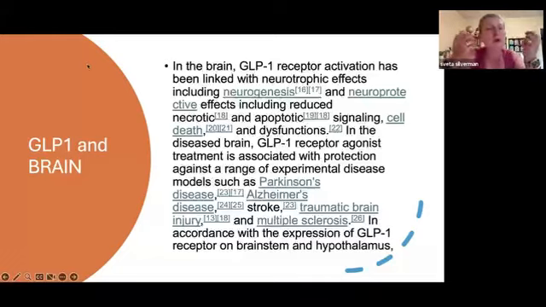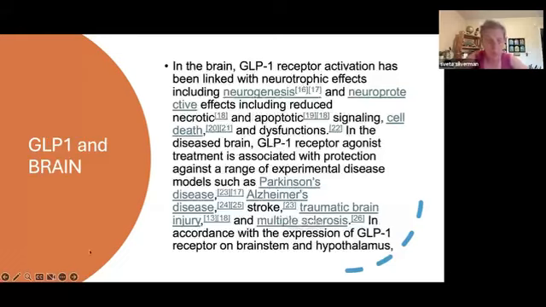Neurogenesis. What's neurogenesis? GLP-1 is linked to making nerve cells, neurons. And then, you know, it helps with BDNF. But look at this, when GLP-1 is not working, this is no good. Parkinson's is no good. Alzheimer's no good. Everything else is no good. And again, receptors in the brainstem and hypothalamus.